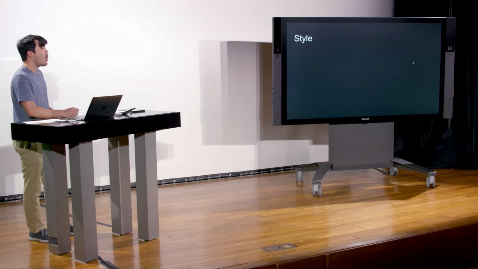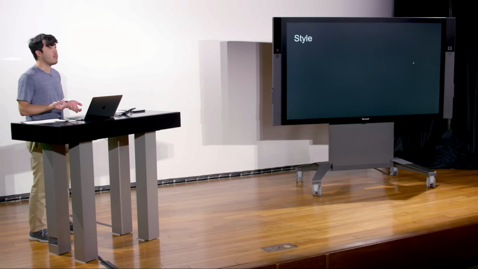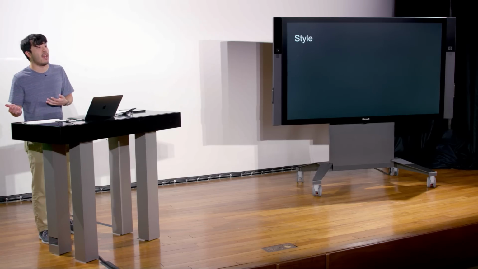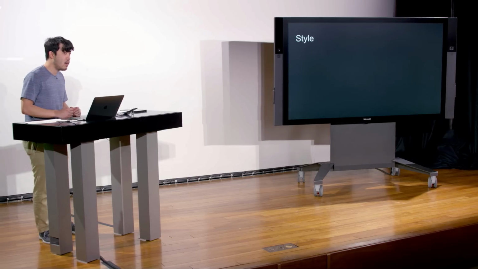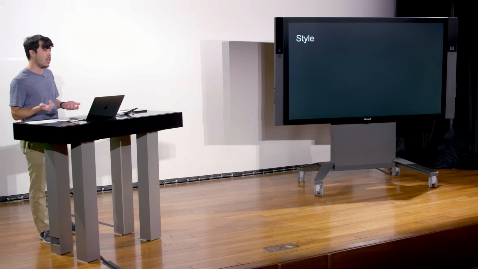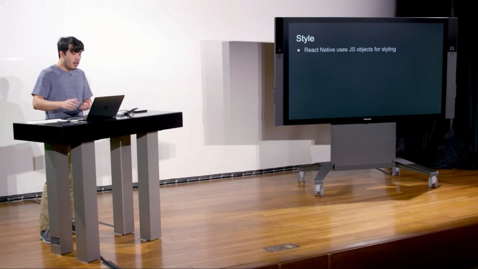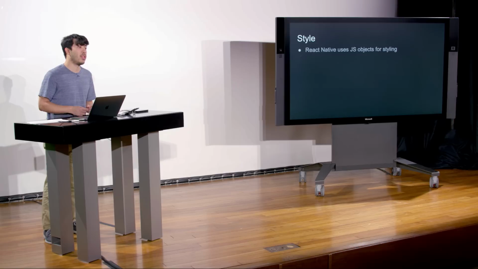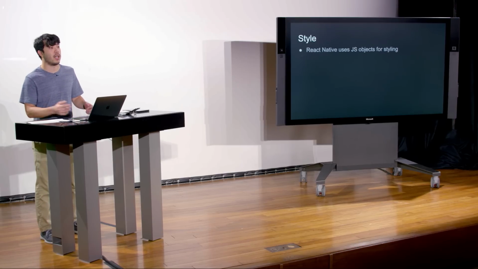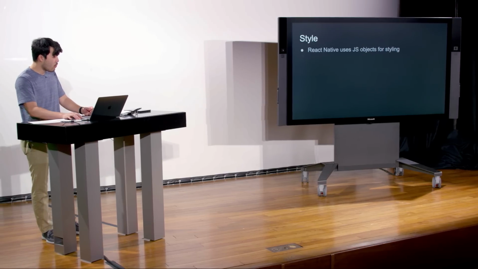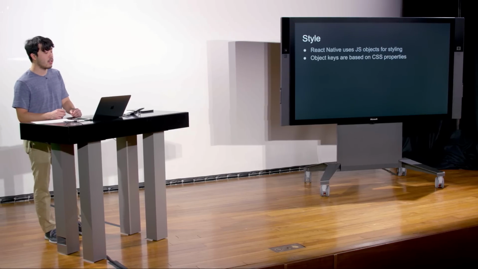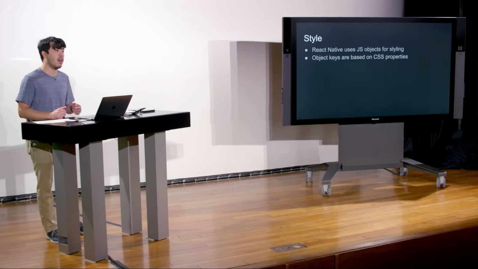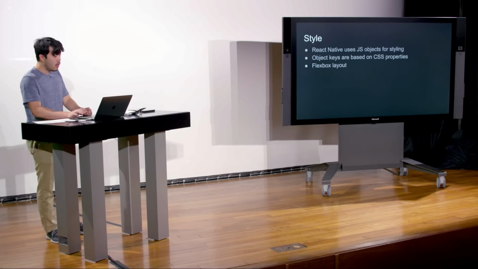Great, and so how are we going to go about styling those components? So in React Web, the way we did that was just by adding a class name and then styling in CSS. But in React Native, we don't have this concept of CSS. So the way that React Native handles that is by actually using JavaScript objects for styling. And what that gives us is the ability to use dynamic styles. Object keys in these objects are based on CSS properties. So we have stuff like margin top, margin bottom, margin, padding.